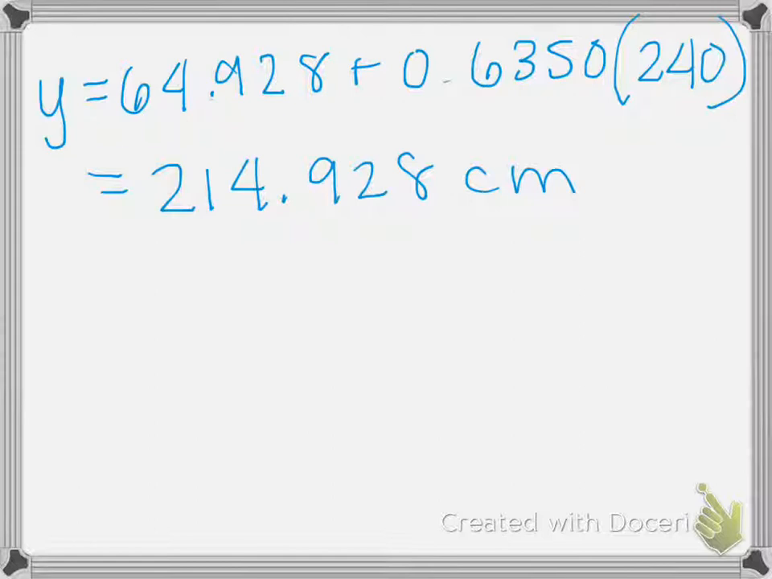So y equals 64.928 plus 0.6350 times 240. That ends up being 214.928 centimeters. Then you can conclude that you are not confident in the prediction because we are predicting outside the range of the data given, and 214.928 centimeters is over 7 feet tall. That is to conclude this problem.